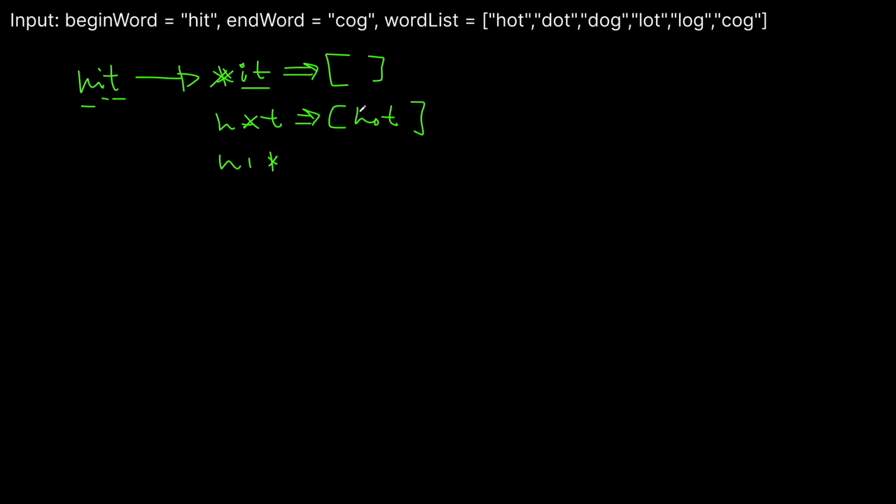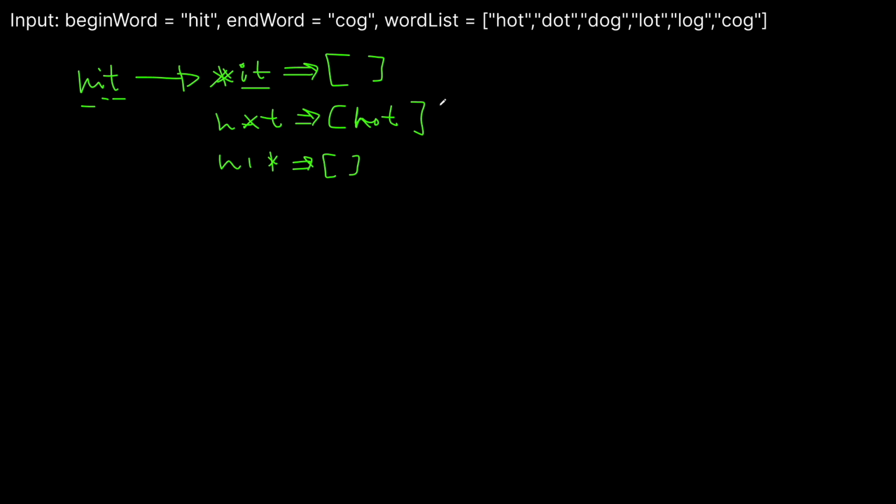And there's nothing else we could do there because that's the only one that starts with H and ends with T. What about H and I? Right? So H and I, well, let's see. We can't really do anything with that because there's nothing that starts with H and I. So this one's actually empty.